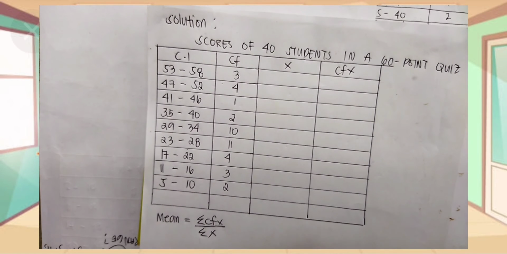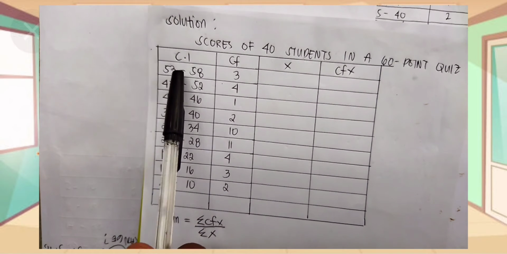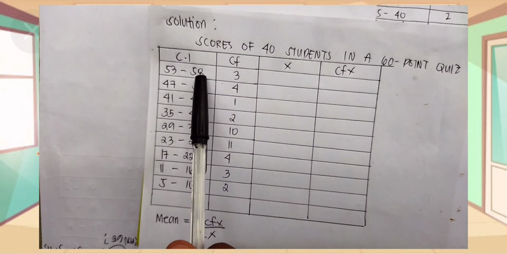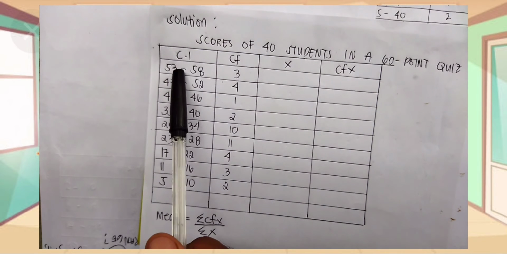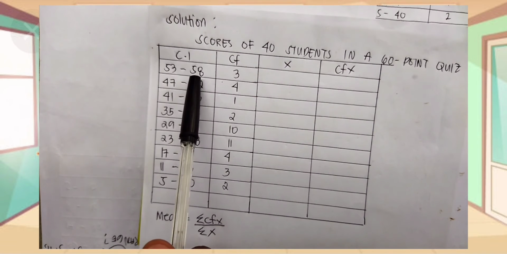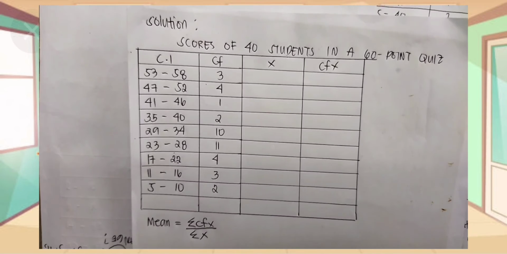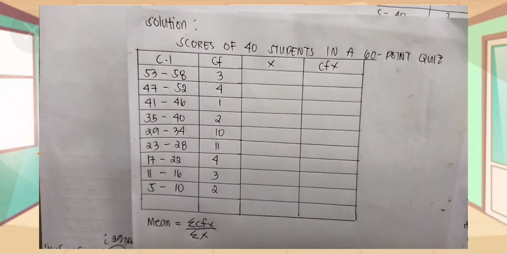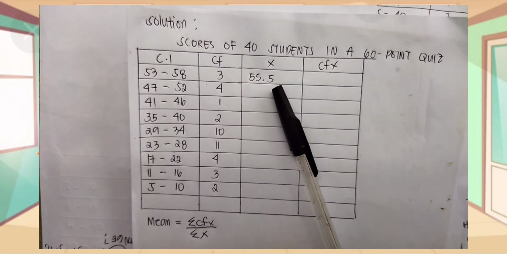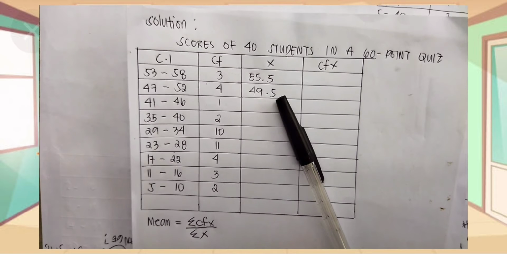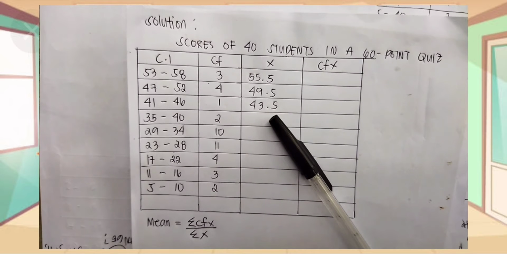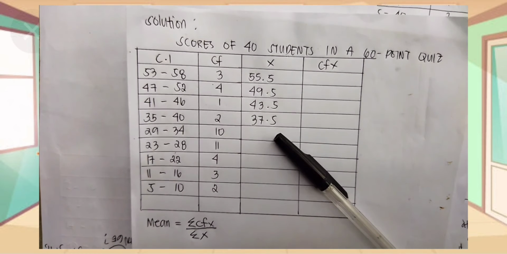So we start with the first class interval, 53 and 58. By the way, we should add these 2 values, then divide by 2. So 53 plus 58 is equal to 111. Divided by 2 is equal to 55.5. Then 47 plus 52 divided by 2 is 49.5. Then followed by 41 plus 46 divided by 2 is 43.5. Then 35 plus 40 divided by 2 is equal to 37.5.